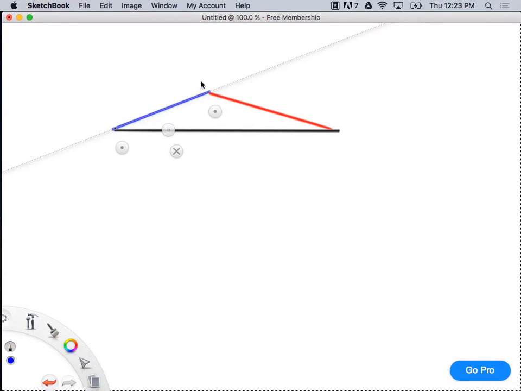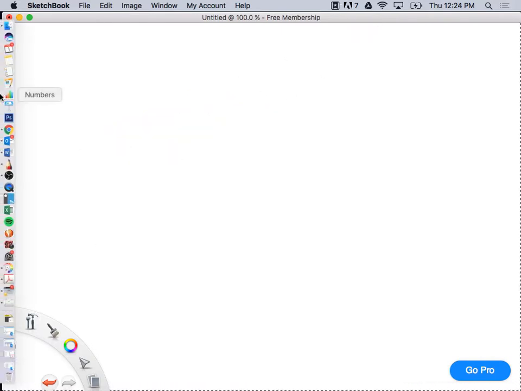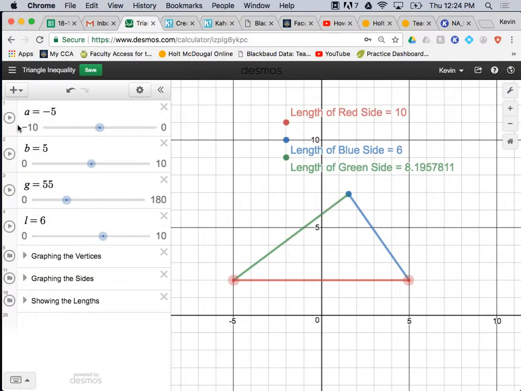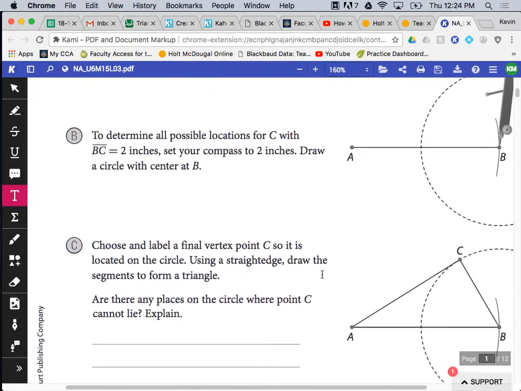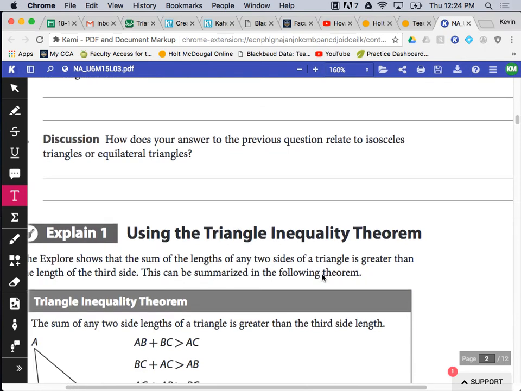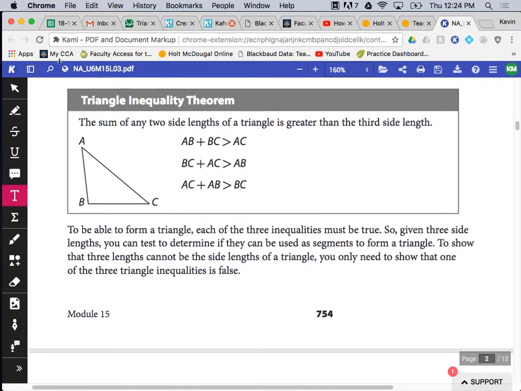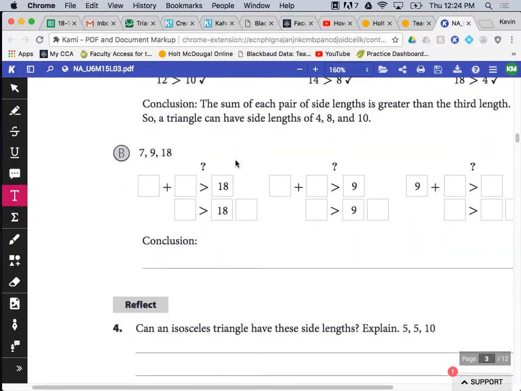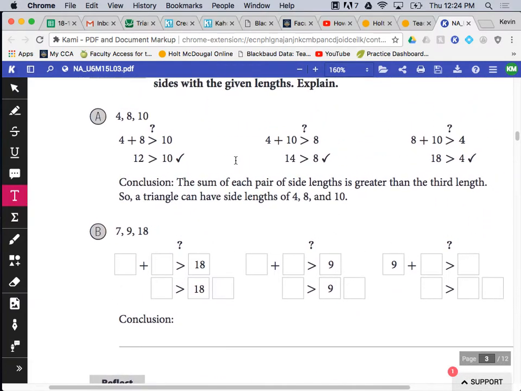Okay. So, what would that look like in terms of a problem? Well, it would look something like this. So here's the triangle inequality theorem. It says the sum of any two side lengths of a triangle is greater than the third side length. What would it look like? Well, it would look something like this.